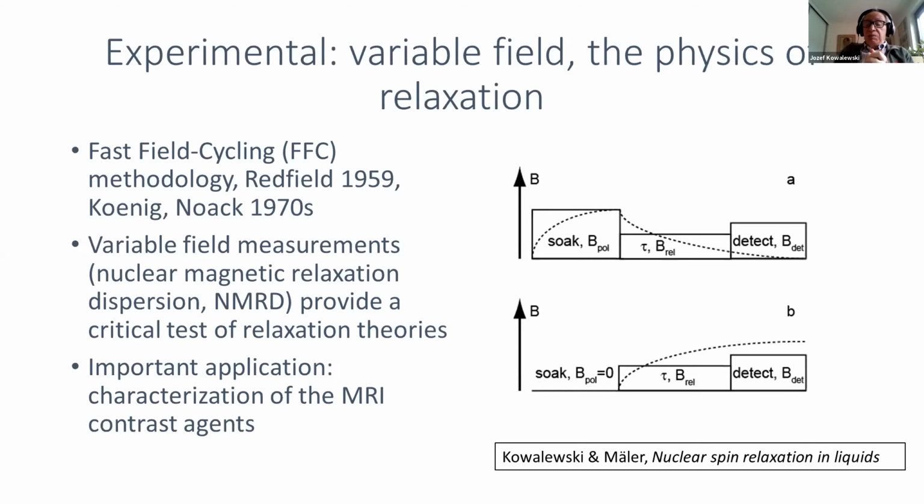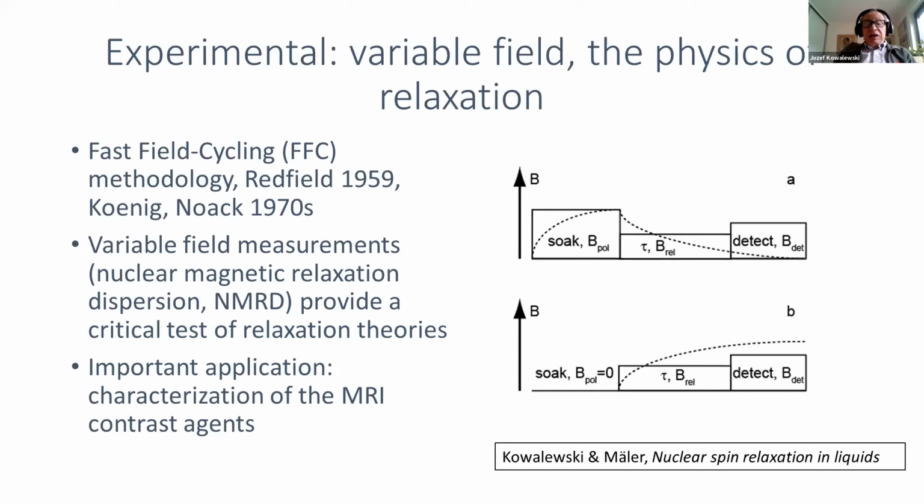So basically the method means that you magnetize your sample in a magnetic field, then you quickly switch the magnetic field to the field at which you want to measure relaxation. You let the system relax for some time, and then you detect. This type of measurement is known as nuclear magnetic relaxation dispersion, and it provides a critical test of relaxation theory. So these are very, very important. And also, there are many important applications of this type of measurements.